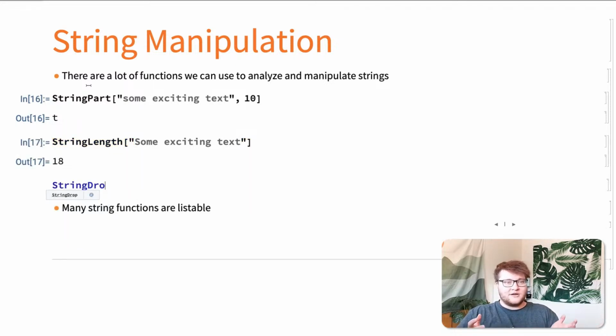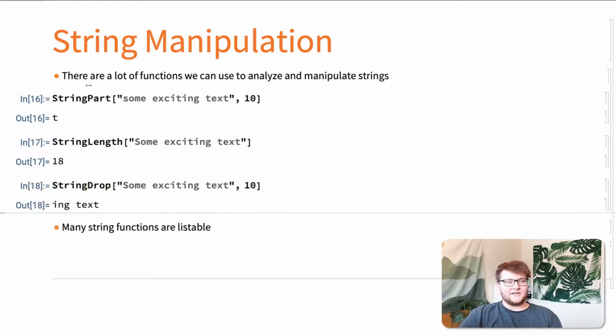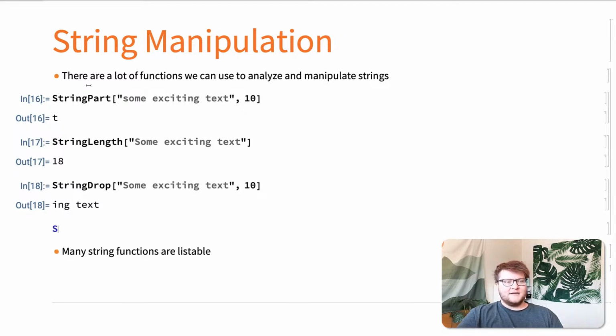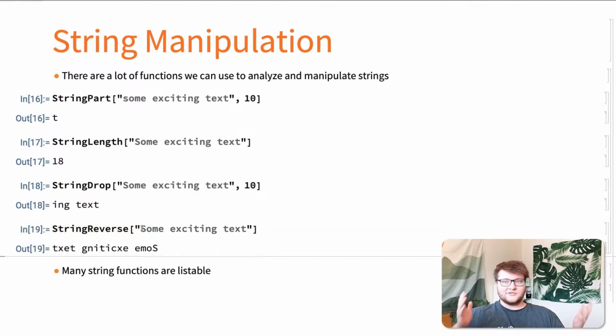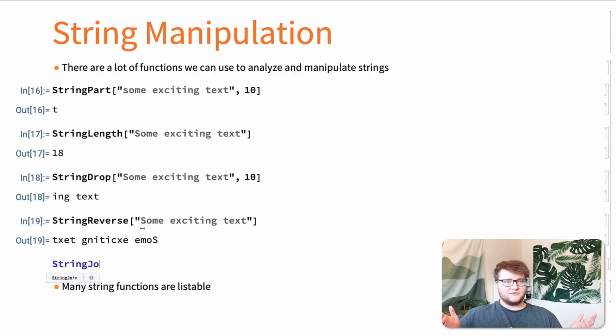String drop allows us to drop everything from the beginning. So if we say we'd like 10 things, then we get to drop everything except for the last 10. The same thing works with take, so string take. String reverse lets us reverse all the letters in the string. String join is a function we've already used.